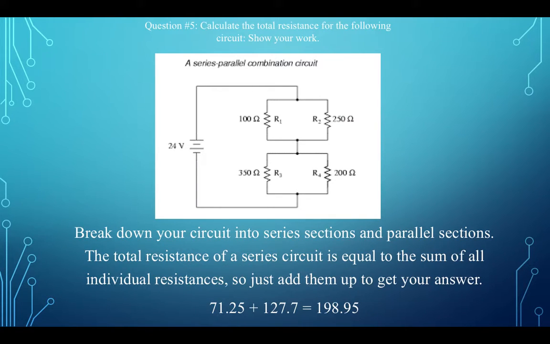Calculate the total resistance for the following circuit. First, you want to break down your circuit into series sections and parallel sections. And the total resistance of a series circuit is equal to the sum of all individual resistances. So just add them up to get your answer. So here we have 71.25 and 127.7, which gives us a total of 198.95.